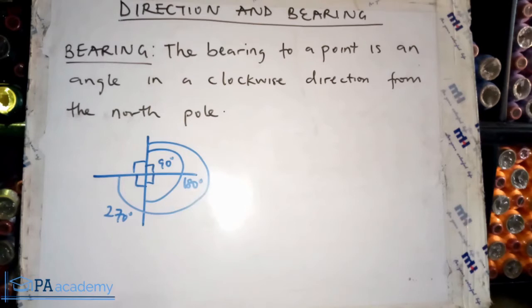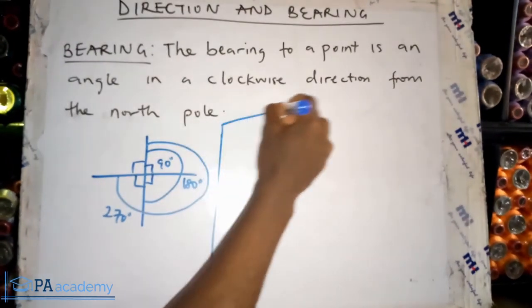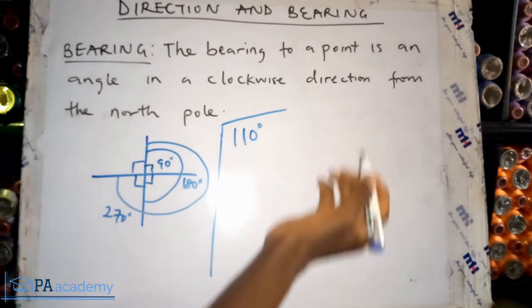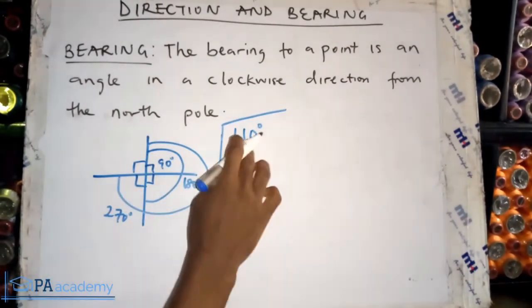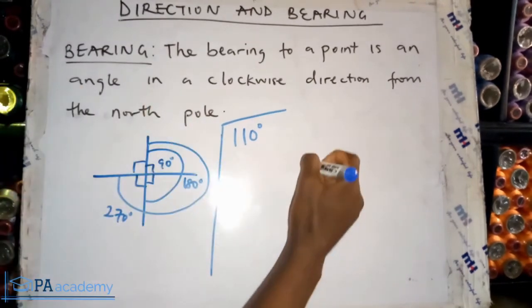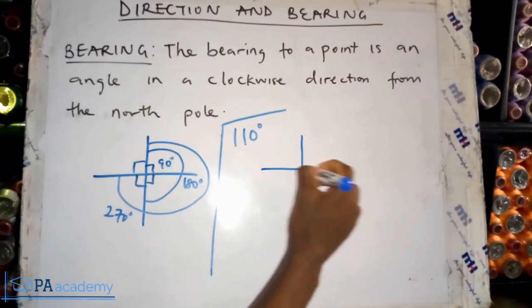So for example, if you are saying that something is at a bearing of 110 degrees, let's look for the bearing of 110 degrees and put it down in the diagram. The first thing you are going to do is draw your four cardinal points.